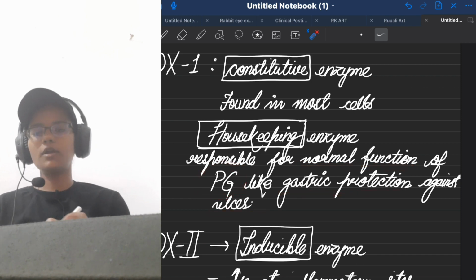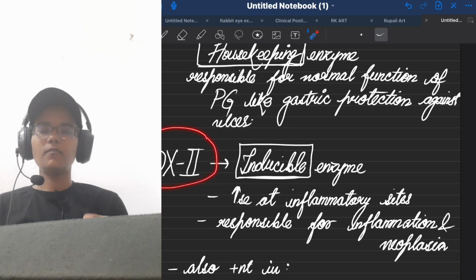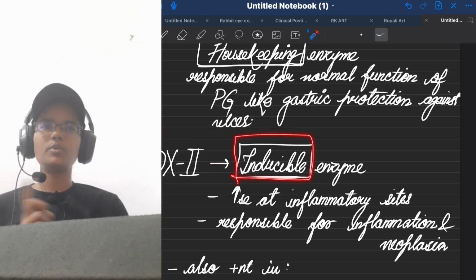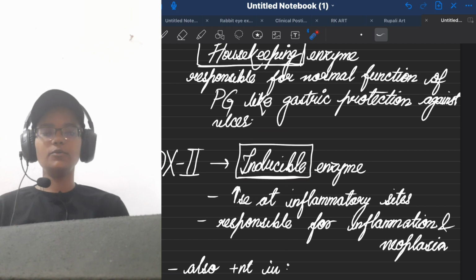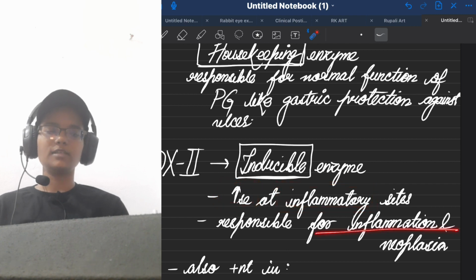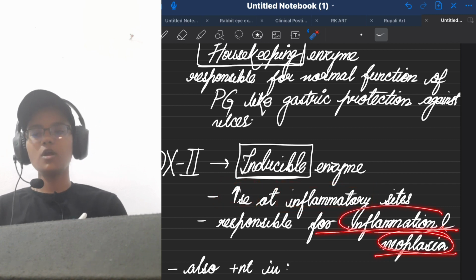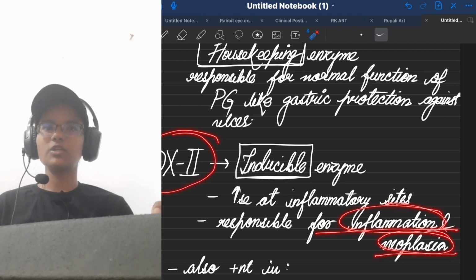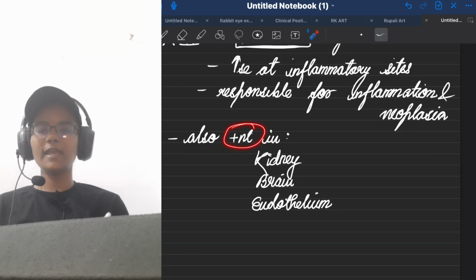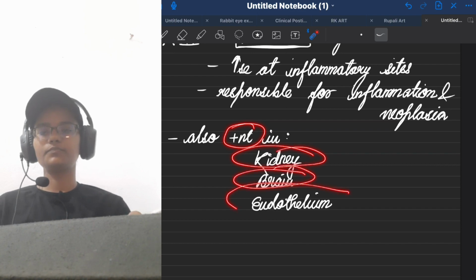Okay. And what is the function of COX-2? It's an inducible enzyme, that is, it's not always present, it can be induced, increases at inflammatory sites and is responsible for inflammation and neoplasia. It is also present in kidneys, brain and endothelium. Okay.